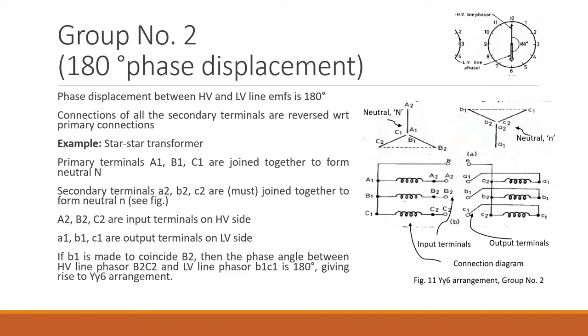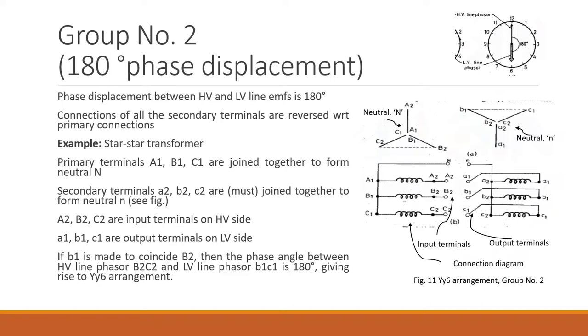So that is what we could understand in order to obtain 180 degree. The connections of all the secondary terminals will be reversed with respect to the primary. So if the primary is drawn here, let us consider the example of a star-star transformer. Star-star transformer means your primary is connected in star, and the secondary is connected in star also. So that is called a star-star transformer.